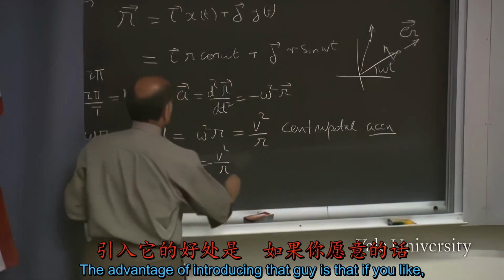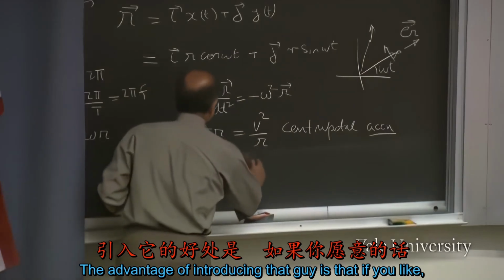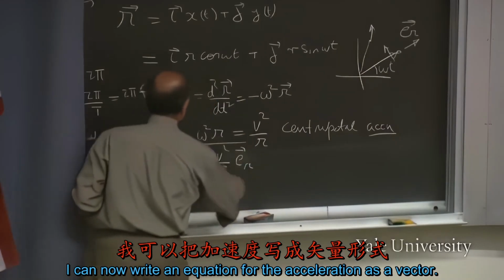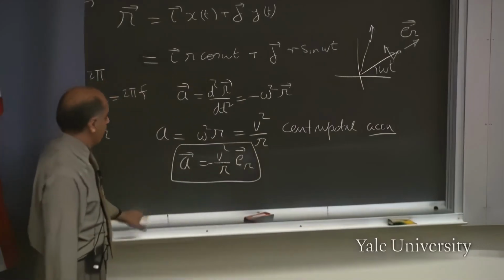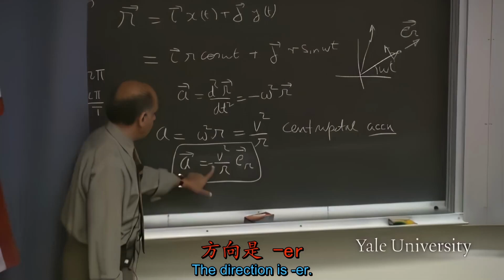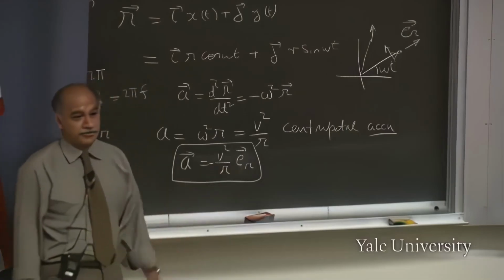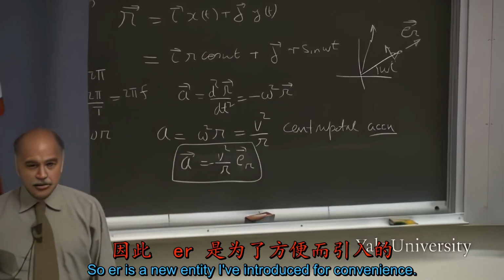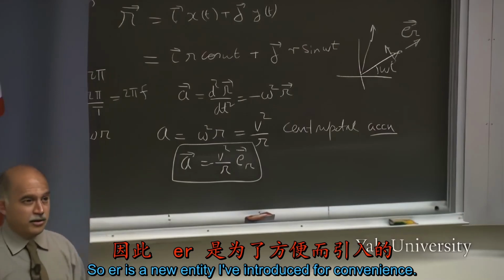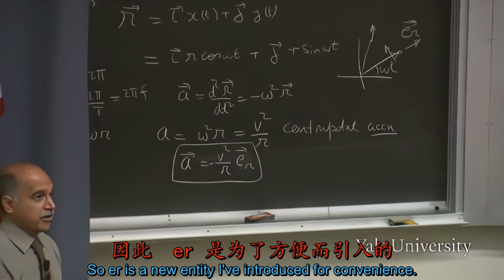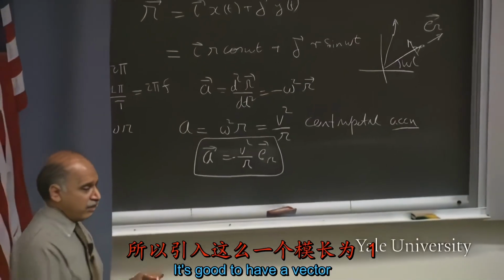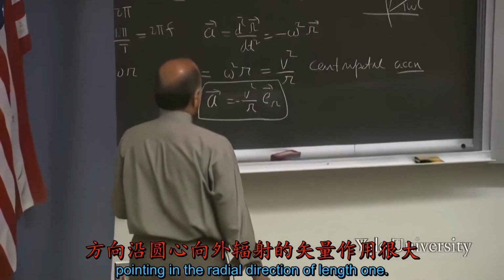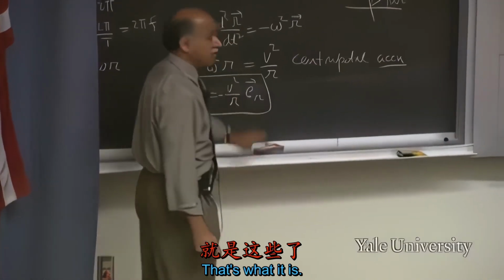The advantage of introducing that guy is that if you like, I can now write an equation for the acceleration as a vector. The magnitude is v squared over r. The direction is negative E sub r. So E sub r is a new entity I've introduced for convenience. It plays a big role in gravitation, in the Coulomb interaction. Good to have a vector pointing in the radial direction of length 1. So that's what it is.